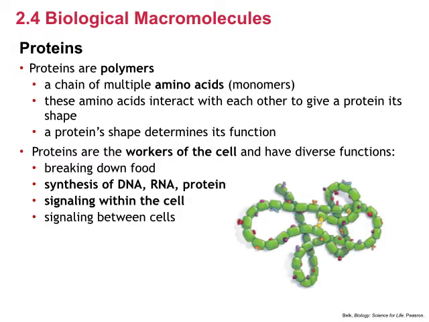And like I just said, proteins are also involved in signaling between cells. So think of neurons, for example. The neurons in your brain communicate with one another by releasing proteins called neurotransmitters. And these neurotransmitters relay the message to another cell. And that's how nervous impulses get relayed from cell to cell.